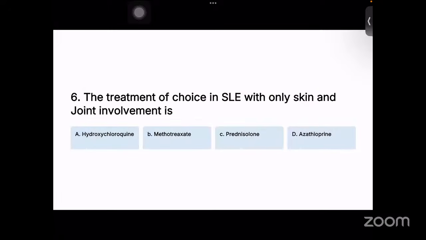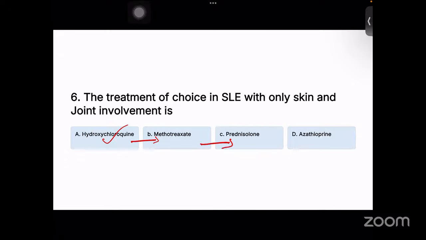The sixth question is the treatment of choice in SLE with only skin and joint involvement. Obviously, it's hydroxychloroquine. For skin and joint, it's hydroxychloroquine and methotrexate. Whomsoever is unresponsive to HCQ, we go for methotrexate. Methotrexate will be the drug of choice if the patient is not responsive to HCQ, because methotrexate has a high toxicity profile. Then we have prednisolone.